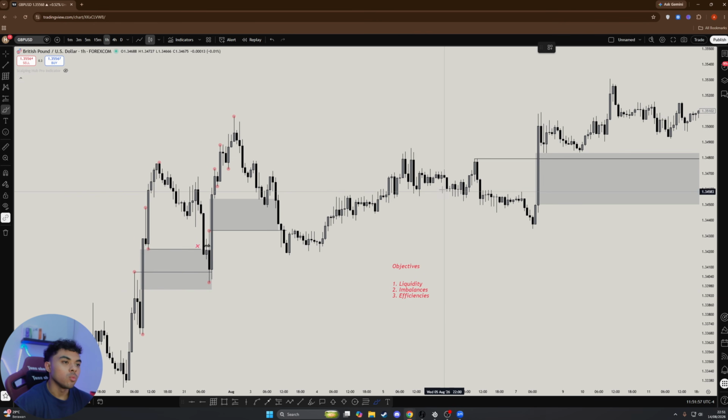Another example here, we had some sort of push towards the downside. Why is that? Try to explain to yourself. Sure, to the left, we did have some sort of imbalance. What made this imbalance strong? First, let's mark the market structures.